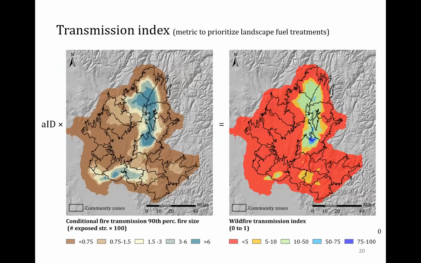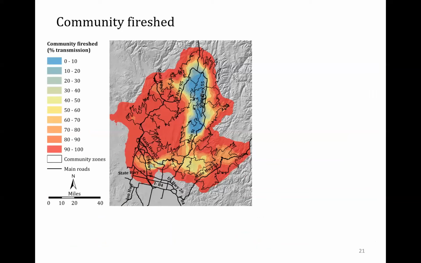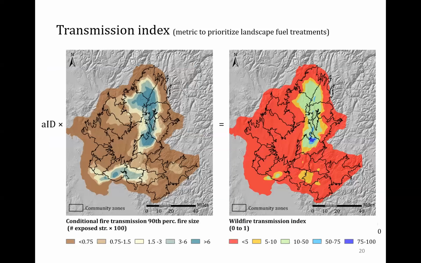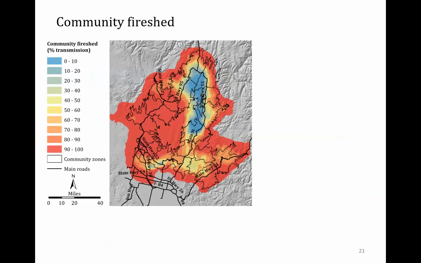And from the transmission index, we delineated the firesheds. We can use this spatial gradient, the gradient from the transmission index and the transmission values and the point file, to understand the community fireshed transmission, to delineate the fireshed and how the transmission changes inside the fireshed.